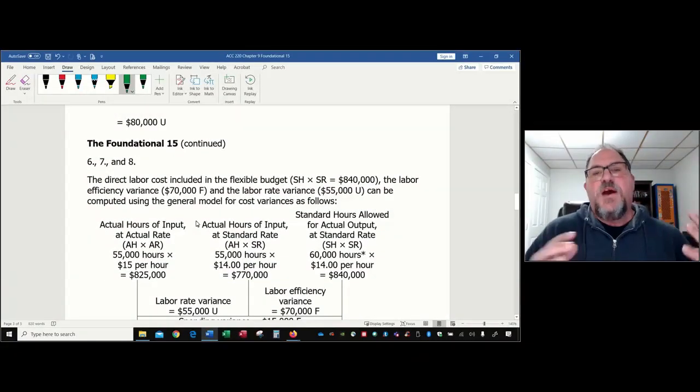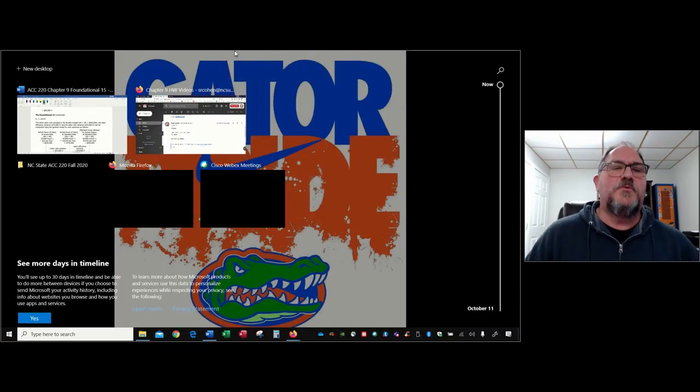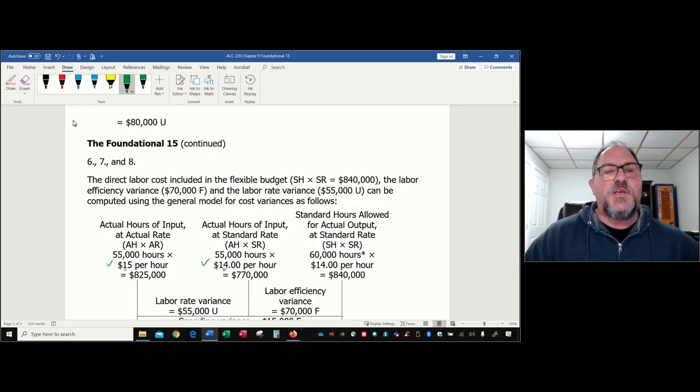All right. Now for direct labor, they were supposed to pay folks $14 an hour. Well, the actual rate was $15 an hour. So notice here, they're supposed to be paying $14 an hour, and somehow they wound up paying 15. I guess they were short people or something, right? And so you take the actual input of hours times the actual rate, and this is what they actually spent. You compare that to the actual hours of input at the standard rate.